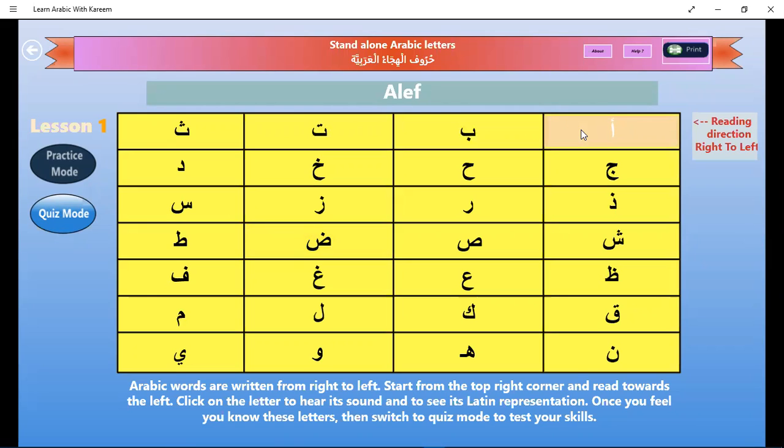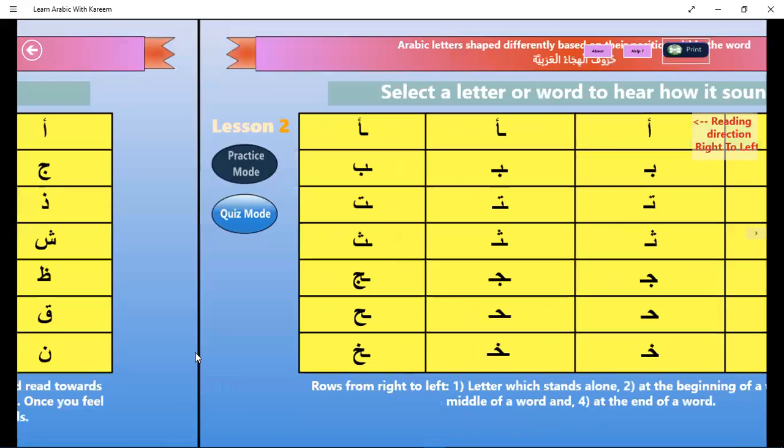So Bismillah ar-Rahman ar-Rahim, this is Alif, Ba, Ta, Tha, Jim, Ha, Kha, Dal, Zal, Ra, Za, Sin, Shin, Sad, Dad, Ta, Za, Ain, Ghain, Fa, Qaf, Kaf, Lam, Mim, Nun, Ha, Wa, Ya. Okay.